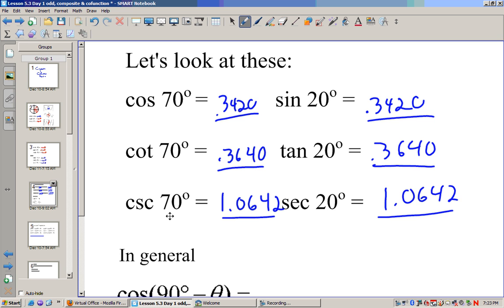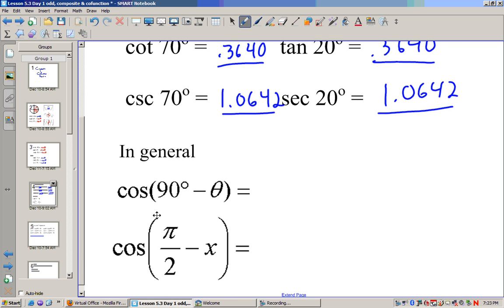Now this is only true if 70 and 20 add up to 90 degrees. So in general, we say the cosine of 90 minus theta is equal to the sine of theta, and in radians, we say cosine of pi over 2 minus x is going to be the sine of x, because we could do this in radians as well.